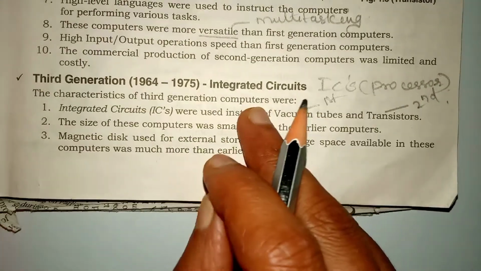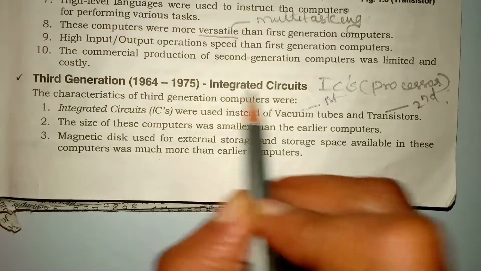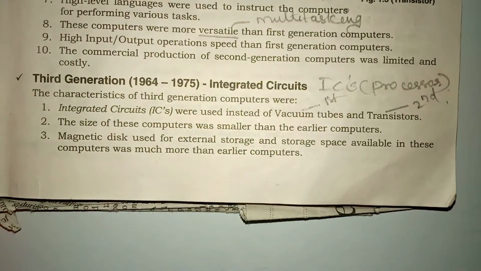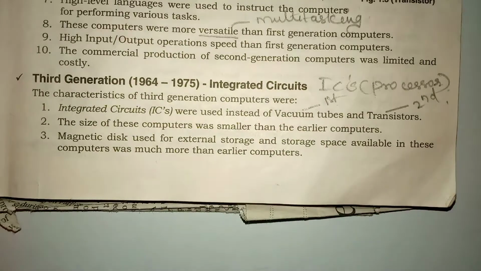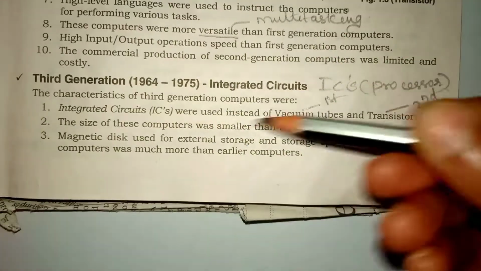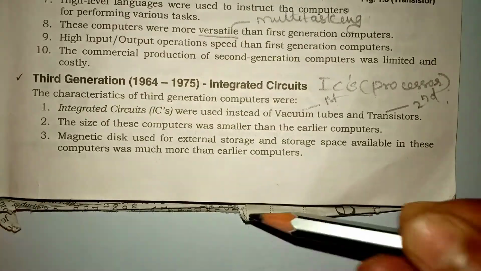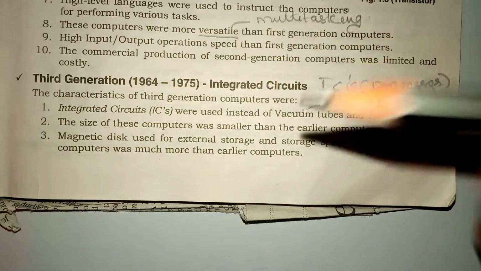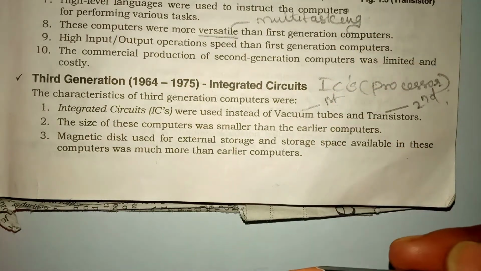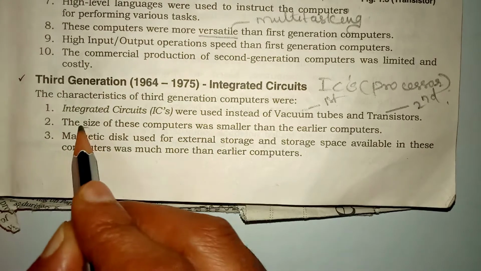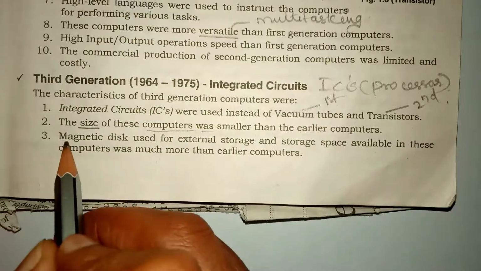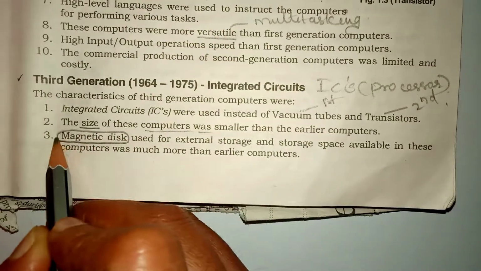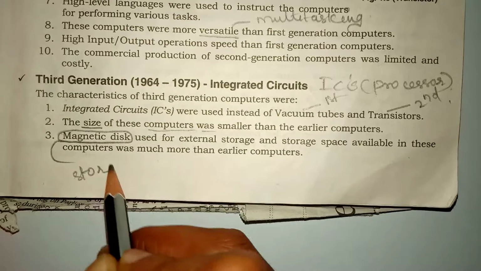Come to the third, changes occurred using integrated circuits as the processors, and here the size of the computers was smaller than early computers. So you have to observe that from the first generation to the second generation, size is decreasing, speed is increasing. This is the advancement from generation to generation. You have to underline size decreasing every time from generation to generation. And here the storage was magnetic disk, remember this point.